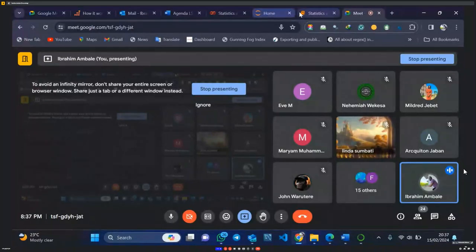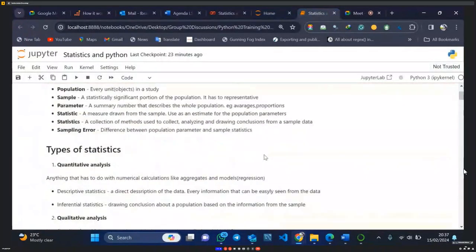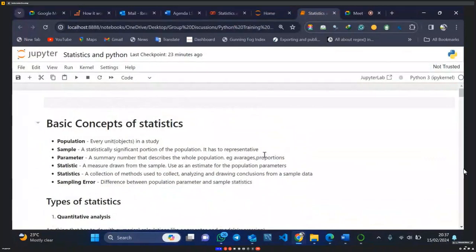So let us start. Are you able to see basic concept of statistics? Yes, I can see. Okay, yeah.